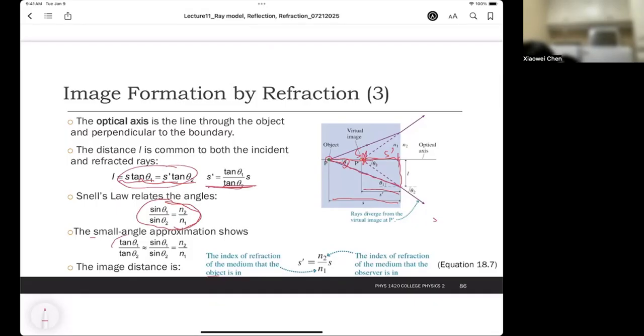Because if theta 1 and theta 2 are very small, tangent theta 1 divided by tangent theta 2 is approximately equal to sin theta 1 divided by sin theta 2, and then we know that it equals n2 divided by n1. Then we can get the image distance: s' equals n2 divided by n1 multiplied by s. That makes sense to you? This is why we can get this equation, equation 18.7.